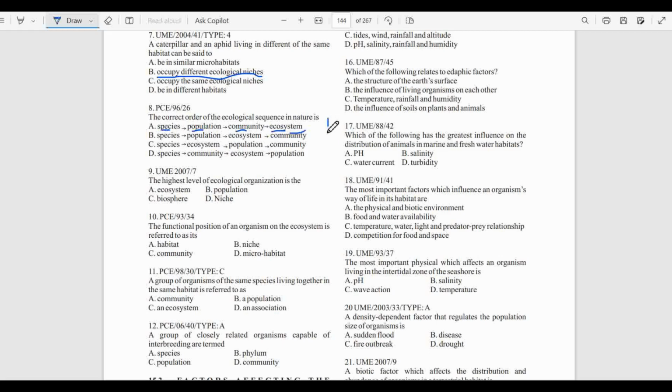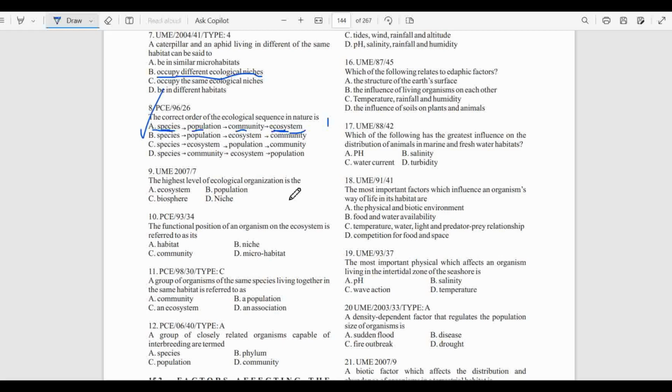From ecosystem you go to community. From community you go to population. From population you go to habitat. From habitat you go to species or niche and so on. But in these options, for this question in view, species is the least. So the correct order will be species to ecosystem, and the right answer is A. Let's move on to question number 9.